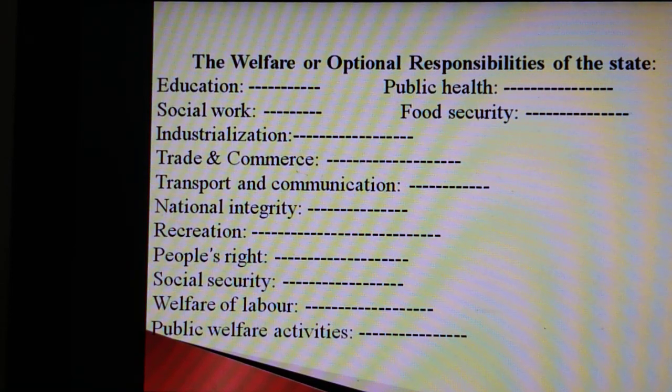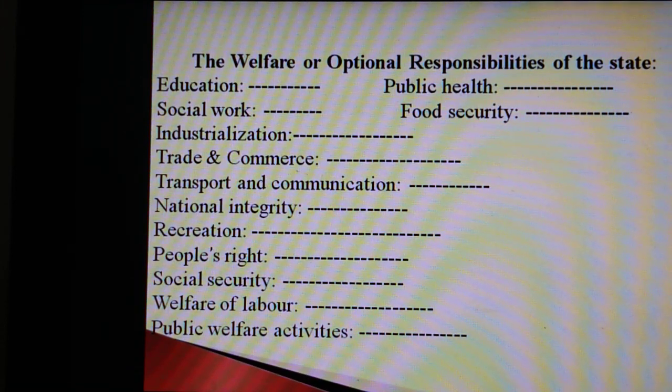Next point, transport and communication. The infrastructural development of a country, such as making roads, bridges, culverts, establishing highways, railway, waterway, and air communication system, ensuring post, telegraph, and telecommunication services are some important optional works of the state. If this infrastructure develops, the state will be developed within a short time.